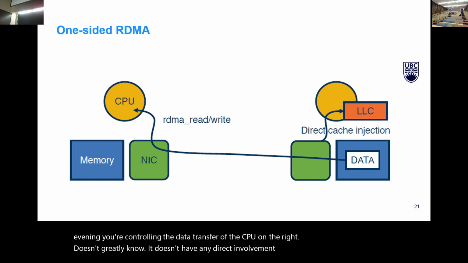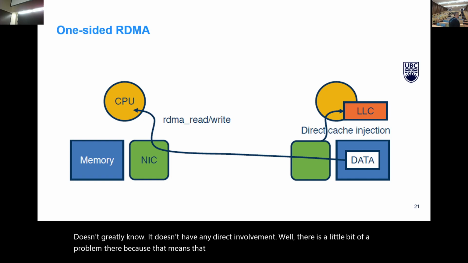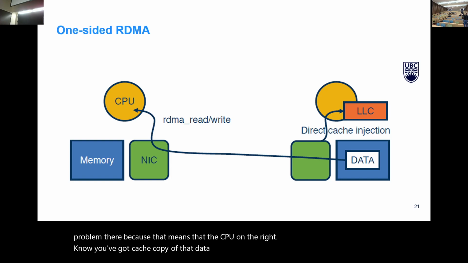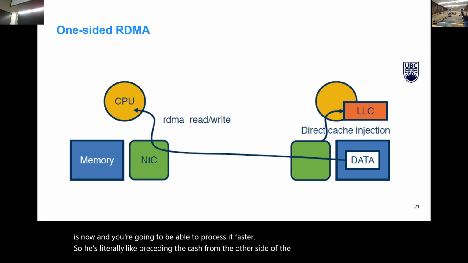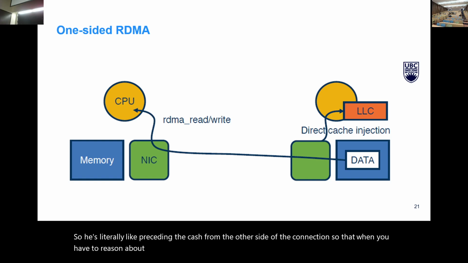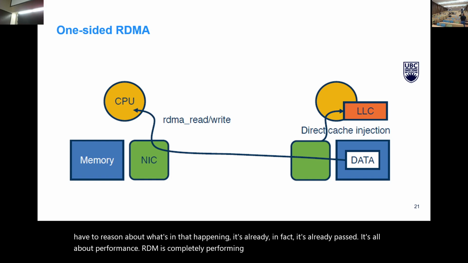Well, there is a little bit of a problem there because that means the CPU on the right might have stale caches now. So we do cache injection, because we say, well, you've got a cached copy of that data, so here's some data in your cache. Or if it's not in your cache, it is now, and you're going to be able to process it faster. So it's literally like preseeding the cache from the other side of the connection, so that when you have to reason about what's in that packet, it's already in the cache. It's already faster. This is all about performance. RDMA is completely a performance play. It is all about how fast can I move these bits around.